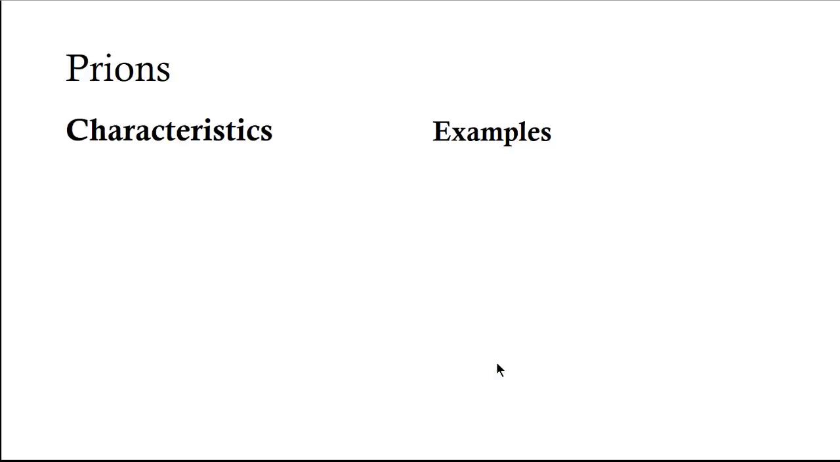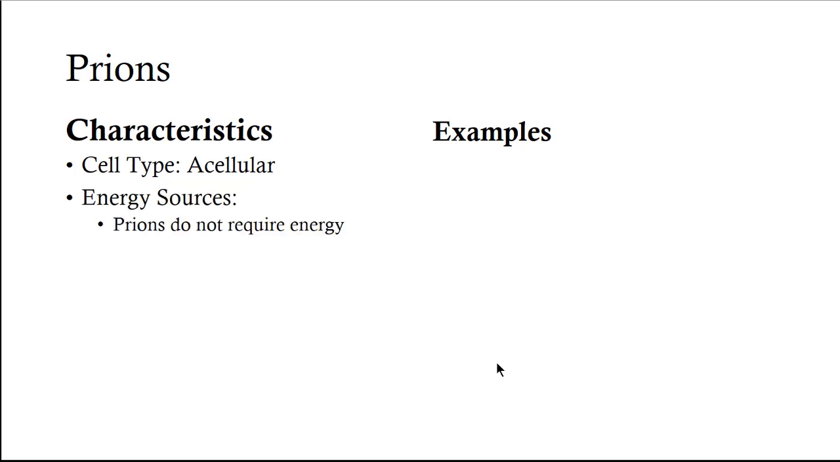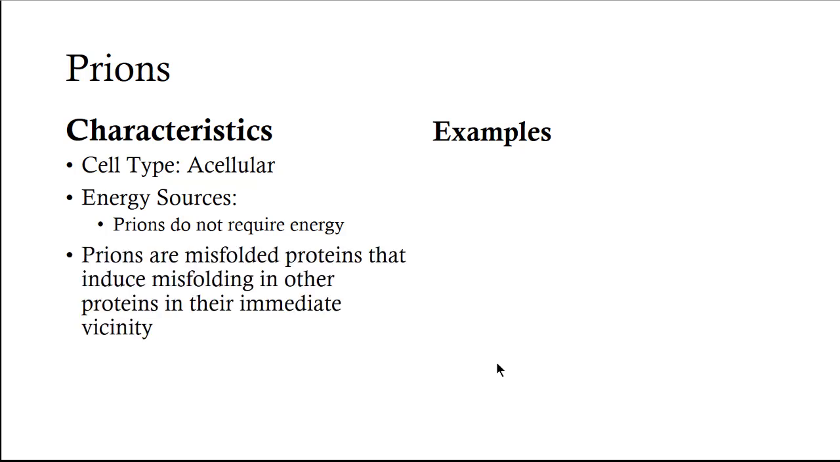Our last example here is an acellular microorganism. These are prions. Prions are very interesting. They don't even require energy, so they're even less complicated than a virus, which is relatively simple. What a prion is basically is a protein that causes misfolding in other proteins. It's a hard one to explain, and today the goal isn't to fully understand these, but just to lay out some basic details here.